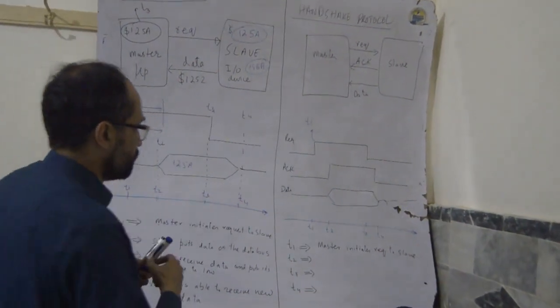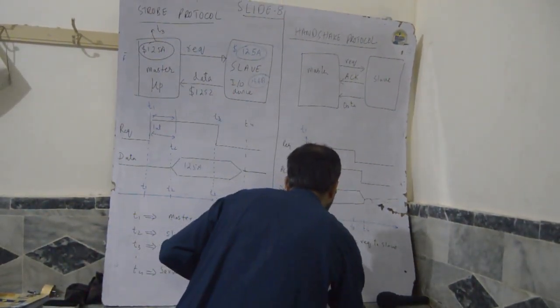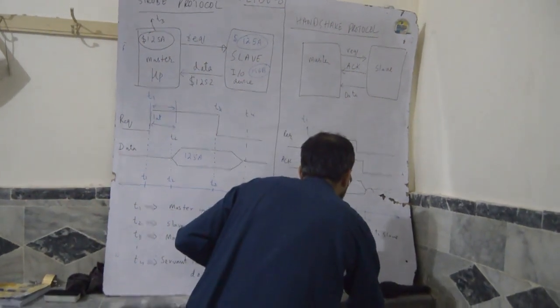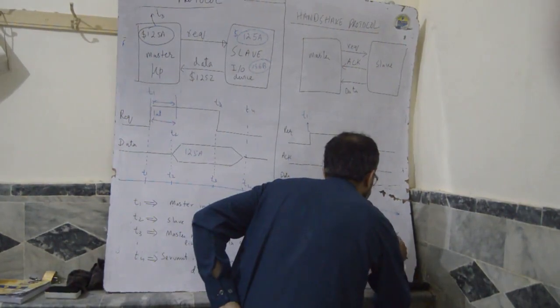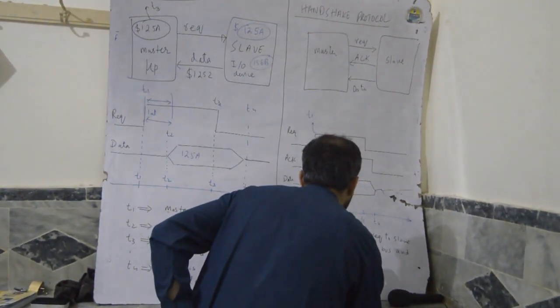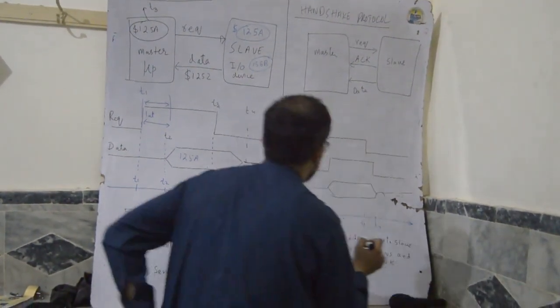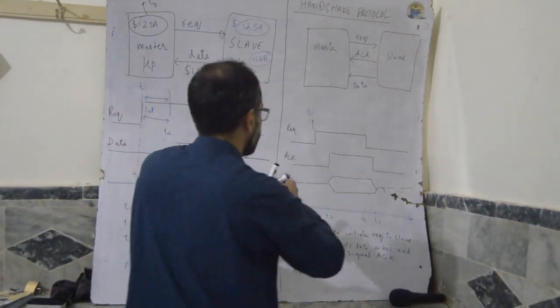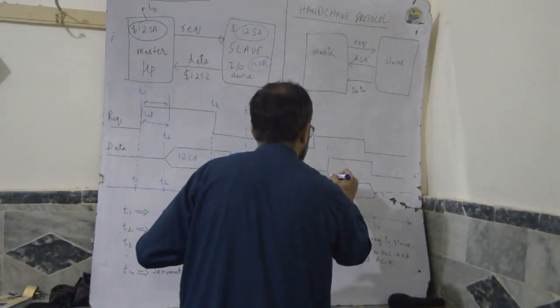And at time T2, the slave puts data on the bus and asserts the signal acknowledge. So this is time T2.